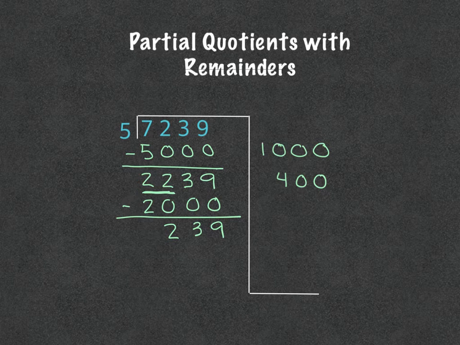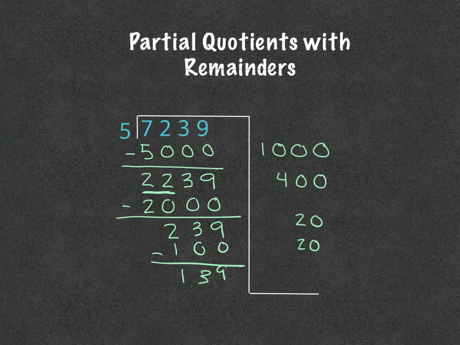So I know that there are 20 nickels in a dollar. So 5 times 20 would be 100. So I can get rid of 100. And now I'm left with 139. I can multiply by 20 again. 5 times 20 would be 100. Oh my gosh, I'm running out of room.